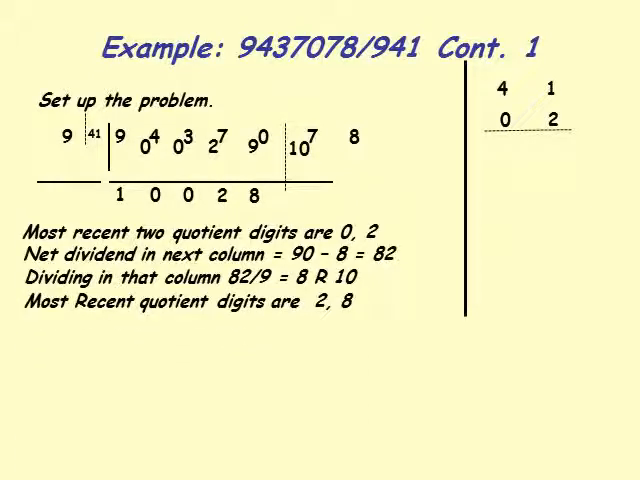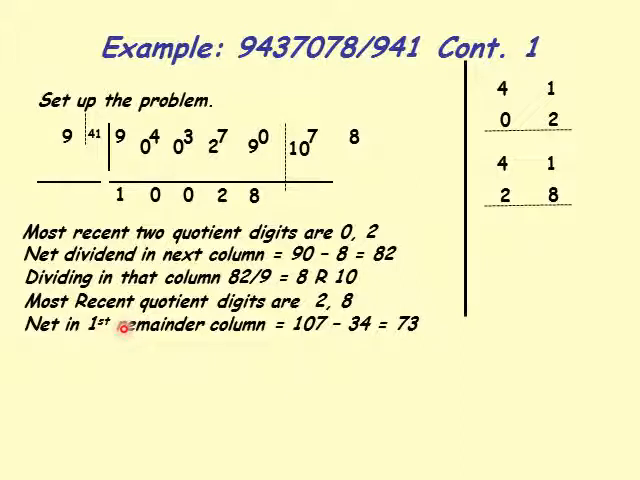Okay, let's continue here. So for adjustment purposes I have 4 and 1 for the flag digits and 2 and 8 for my most recent 2 quotient digits. That means in the first remainder column it is 107 minus 4 times 8, which is 32, plus 1 times 2, which is 2. 32 plus 2 is 34. So 107 minus 34 is 73, the net remainder in this first column. So 73 here.